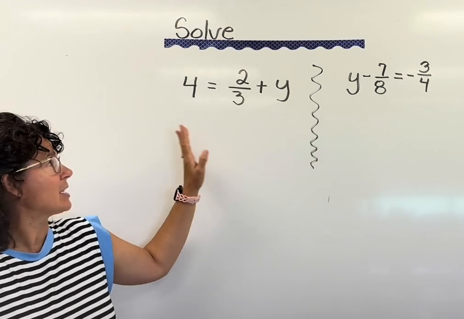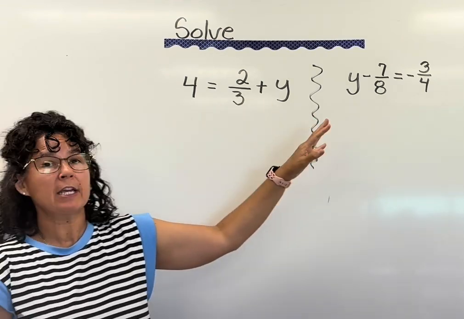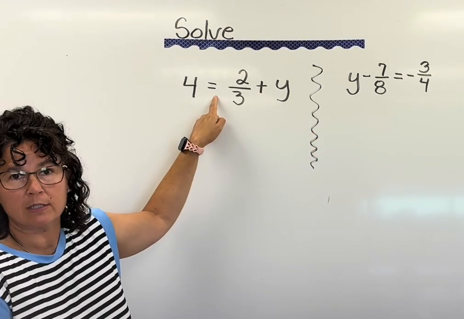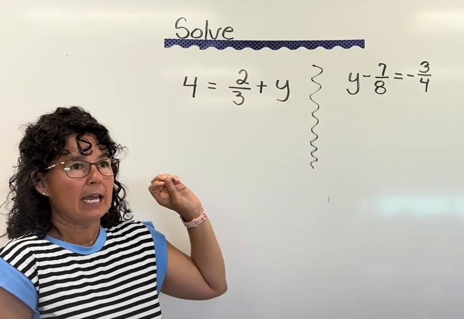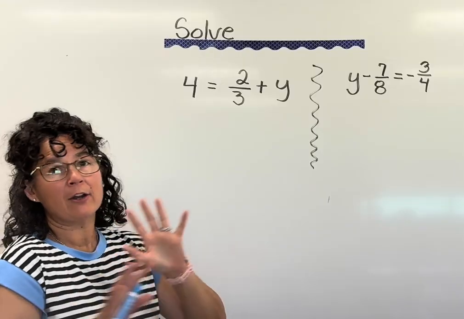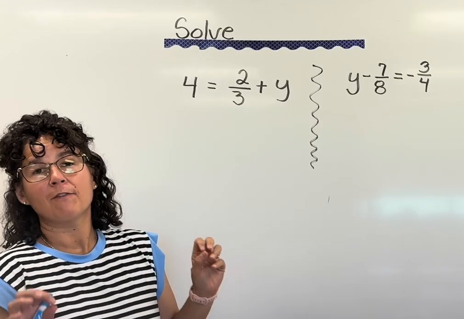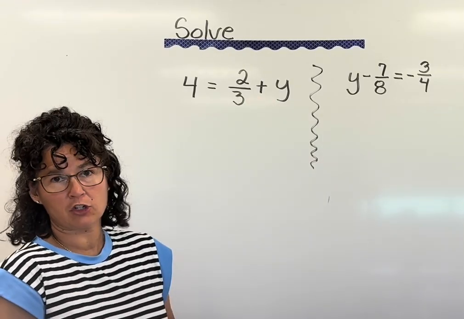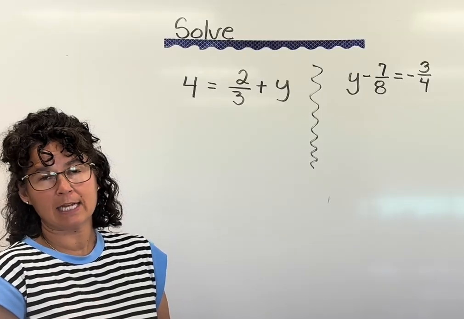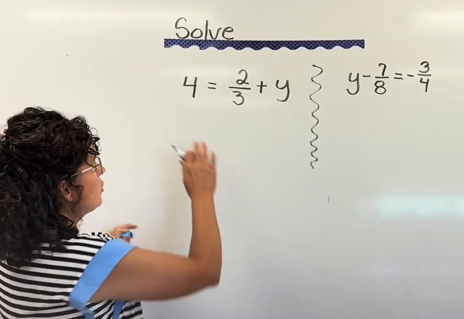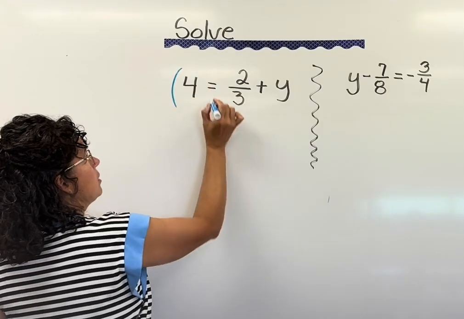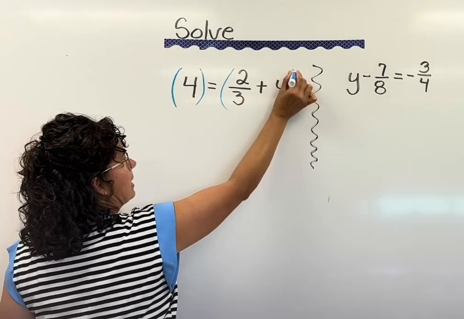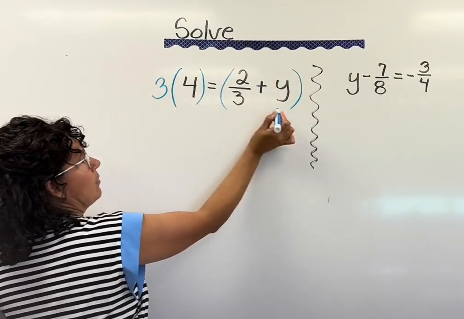I want to introduce a strategy when you're solving an equation, so something with an equal sign that has fractions. A really good idea, no matter what the situation, if you see an equation with the fraction, multiply both sides by the denominator. So in this case, I have a denominator of 3, so I'm going to multiply both sides by the number 3.